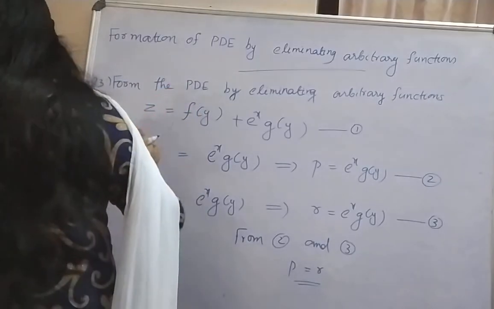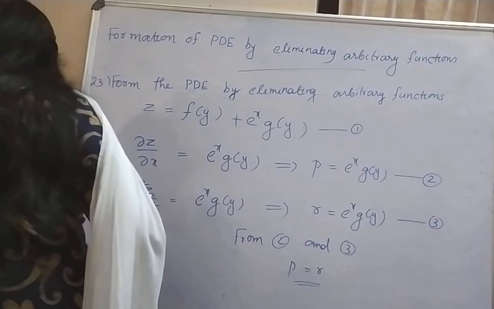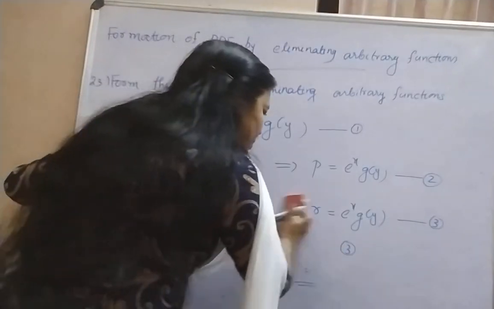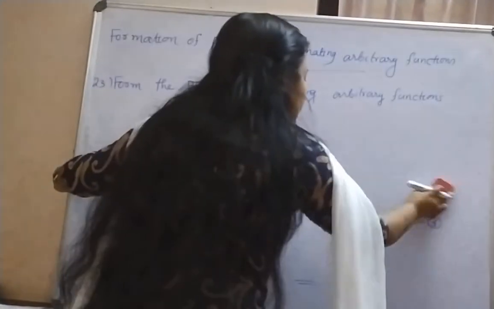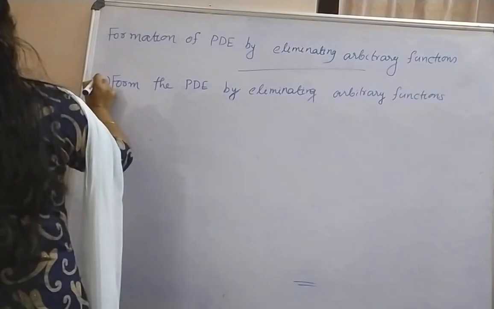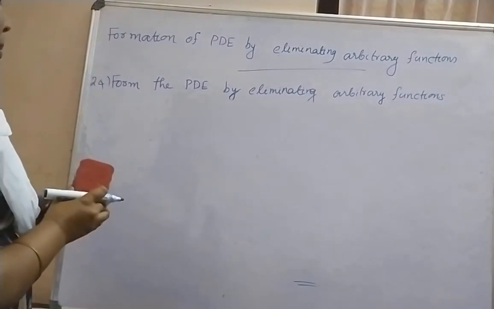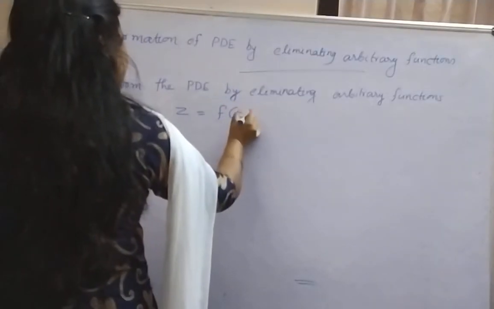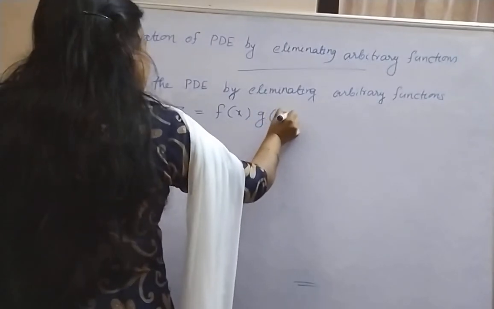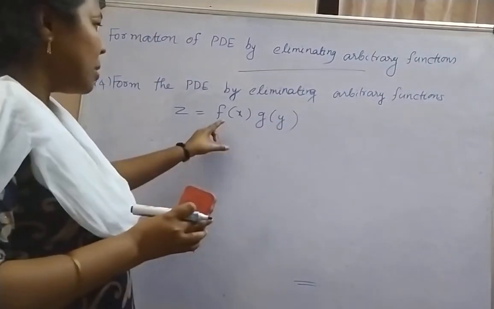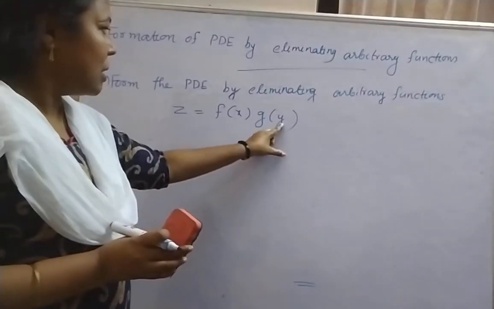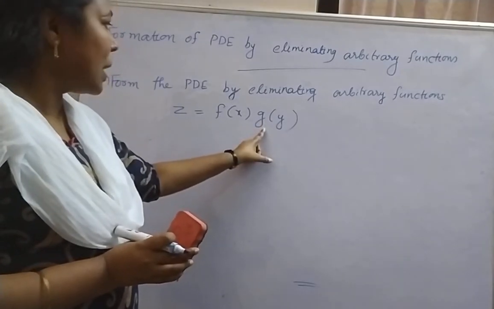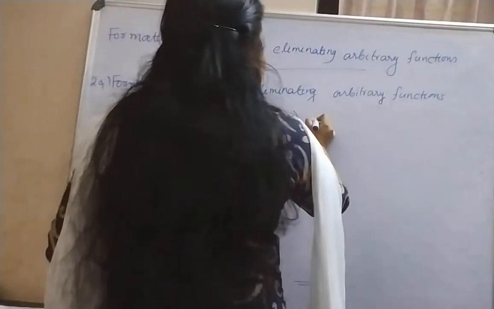Next question. Form the partial differential equation by eliminating the arbitrary function z equal to f of x into g of y. Here we have to eliminate two arbitrary functions, f of x and g of y. Therefore, PDE should be of order 2. That is a second order partial differential equation. Put it as equation number 1.